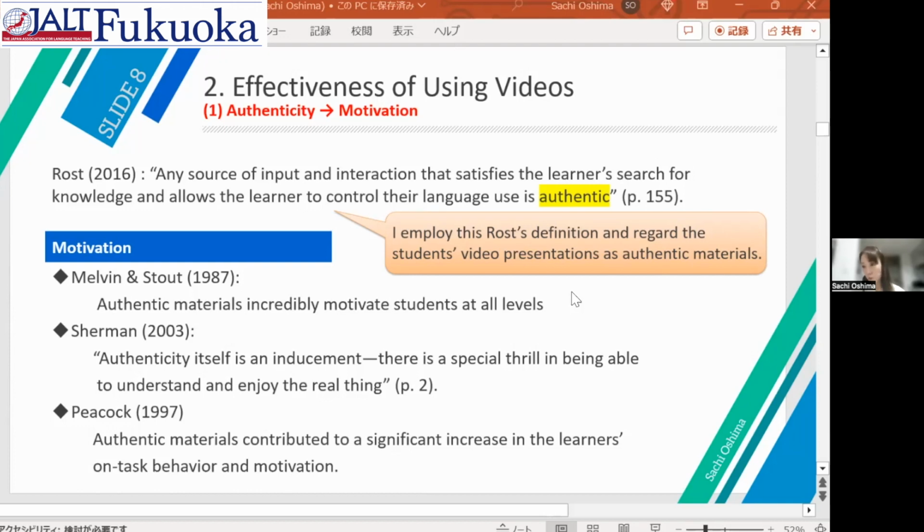This was pointed out by Melvin and Stout, who say authentic material incredibly motivates students at all levels. Sherman said authenticity itself is an inducement, and Peacock suggested that authentic material contributes to a significant increase in the learner's on-task behavior and motivation.